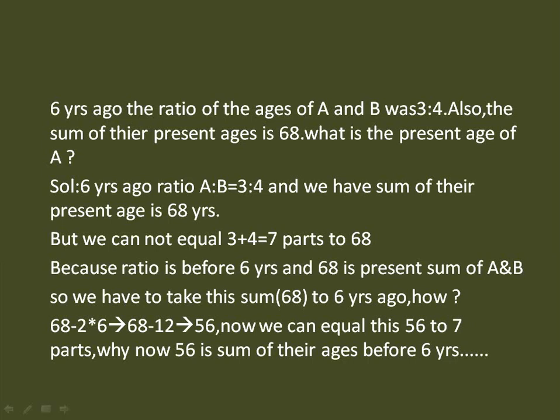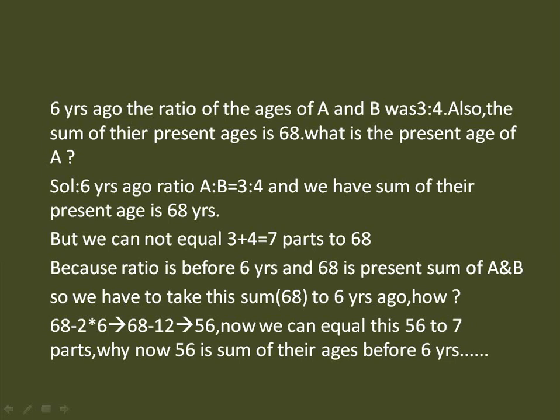See, 6 years ago the ratio of A to B was 3:4. We have the sum of the ages as 68, but we cannot equate 3 plus 4, 7 parts, to 68, because the ratio is from before 6 years and 68 is the present sum of A and B. So we have to take this sum to 6 years ago. How? 68 minus 2 into 6, that is 68 minus 12, that is 56. Now this 56 we can equate to 7 parts.